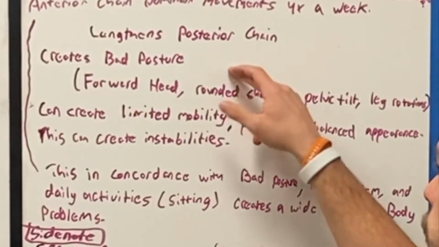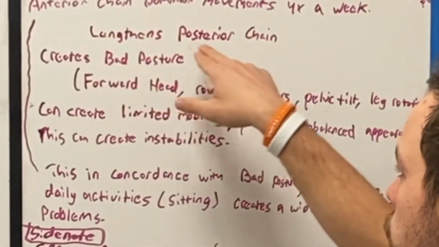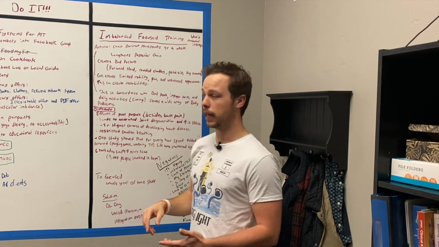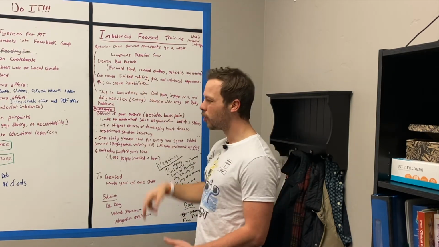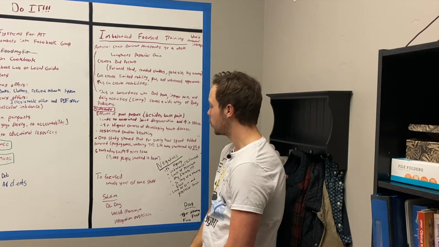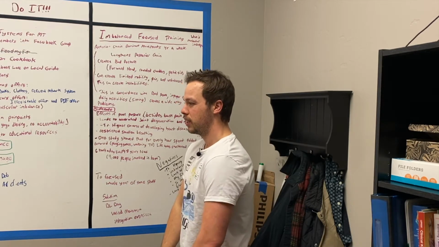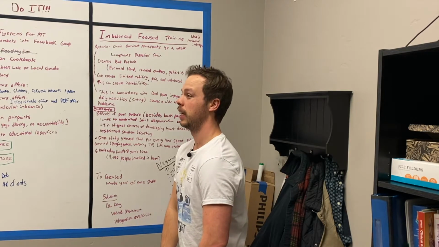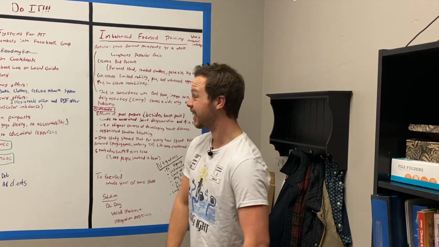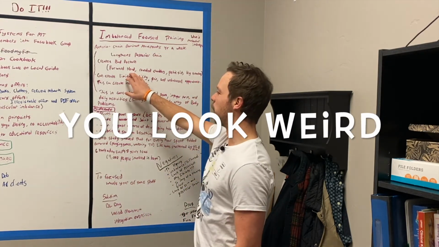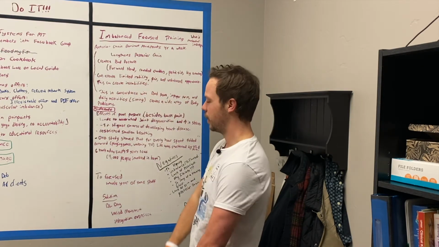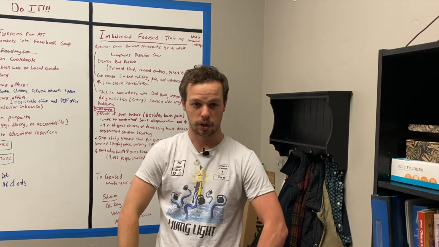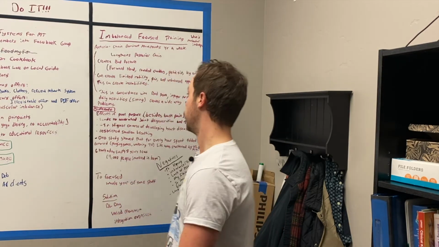So what happens when the anterior chain is short and the posterior chain is lengthened? You create bad posture in the body, okay? So you get forward head, you get rounded shoulders, your pelvis is really tilted. It's kind of weird, man. And your leg rotates inward maybe. So you look weird, all right? So I wasn't quite that dramatic, but I definitely saw this one, the rounded shoulders. So I was walking around with my thumbs towards my pockets all day long.